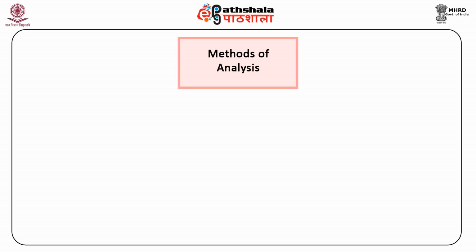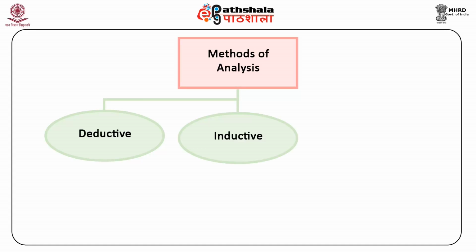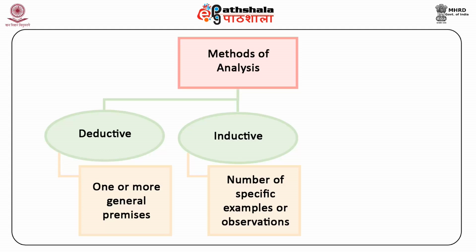In its study of human behavior, economics uses both deductive and inductive methods. Deductive. Deductive method is the process of arriving at a general conclusion from one or more general premises by means of reasoning. If the premises are true and the reasoning is right, the conclusion is true as well. Inductive. Inductive method is the process of arriving at a general conclusion by means of a number of specific examples or observations.